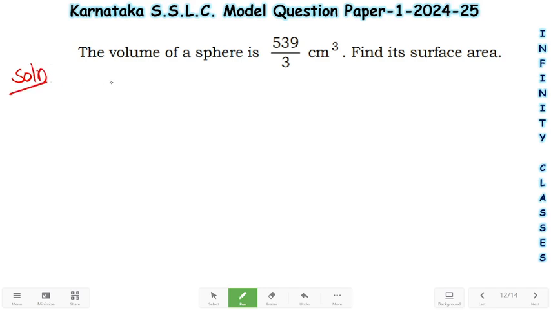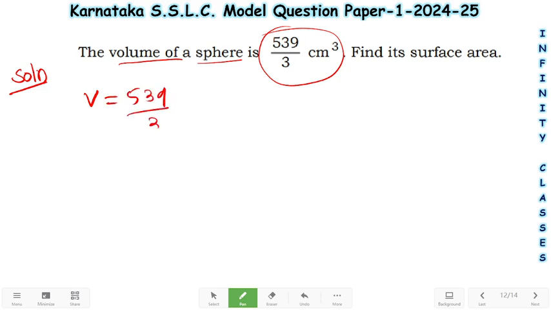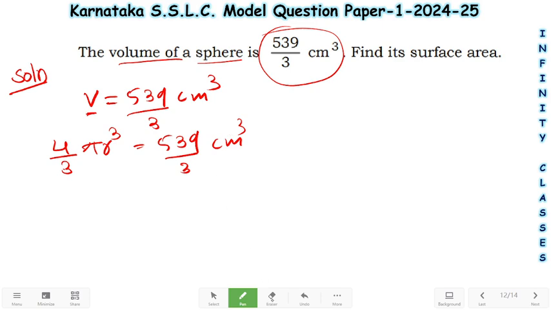Volume of sphere is given, that is, volume of sphere is what? 539. So I am going to write volume is denoted by V, that is 539 divided by 3 centimeter cube. Then volume of the sphere V is equal to 4/3 pi r cube, because the volume of sphere formula is 4/3 pi r cube, that is 539 divided by 3 centimeter cube here. So don't write the unit here. So calculate first thing. This 3 gets cancelled.